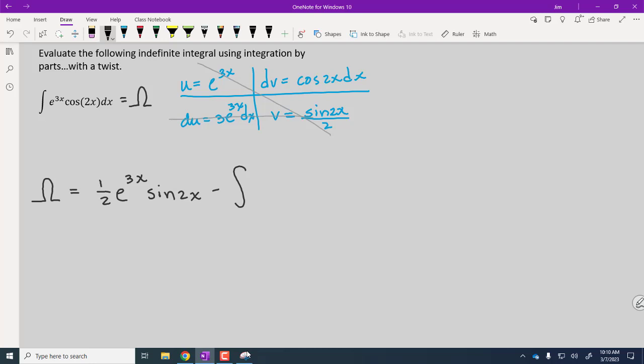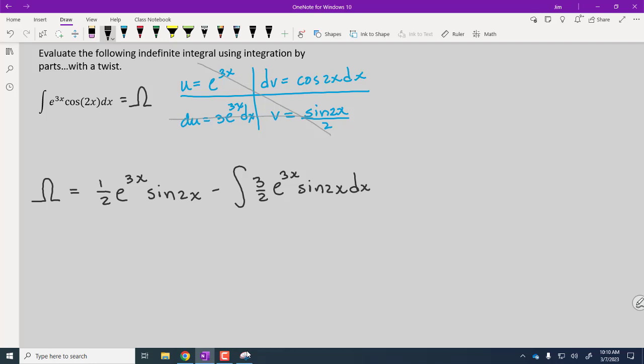When we multiply v and du, both these are positive. So they multiply to positive, so that means this negative here is just going to stay. So we'll have a 3 over 2. We'll have an e to the 3x, and we'll have a sine of 2x. There we go.